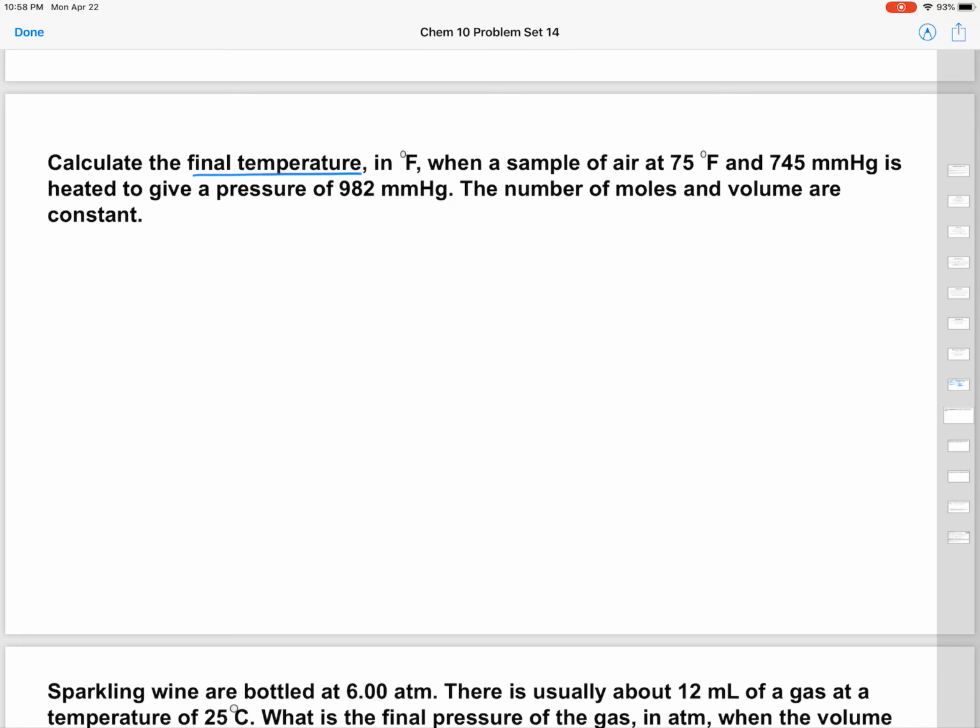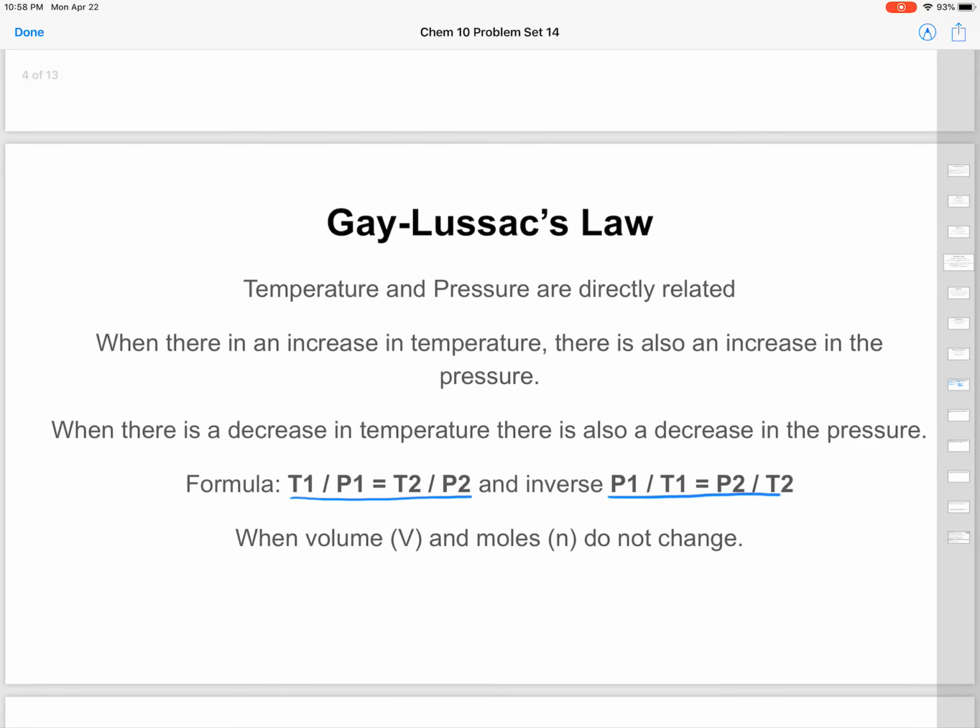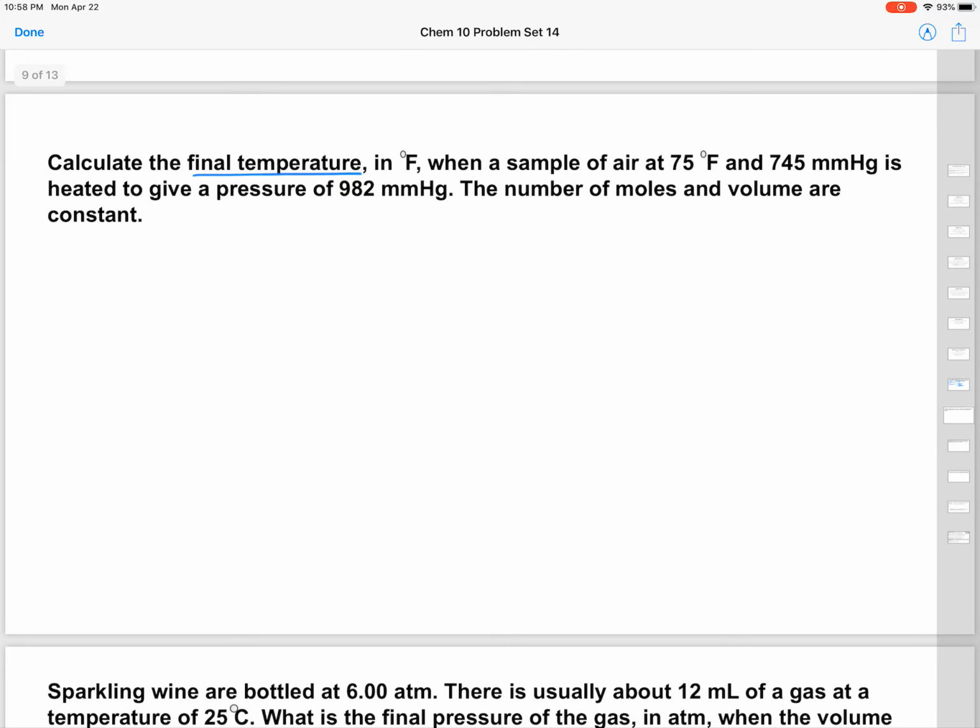So we're going to use the inverse on Gay-Lussac's law, which is this formula right here, because that just makes it a little bit easier in the calculations. So let's go ahead and get our values. P1 is our initial pressure, which is 745 mmHg. Our T1 is 75 degrees Fahrenheit. Now remember, it's asking for the temperature in Fahrenheit, so we don't need to convert that to Kelvin. We're okay there.